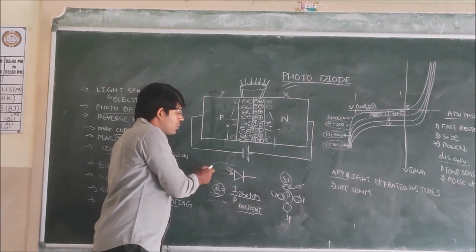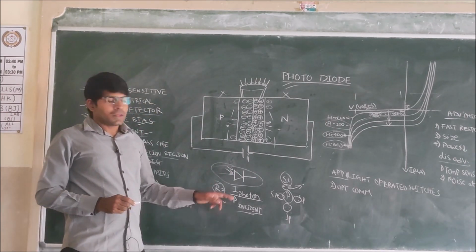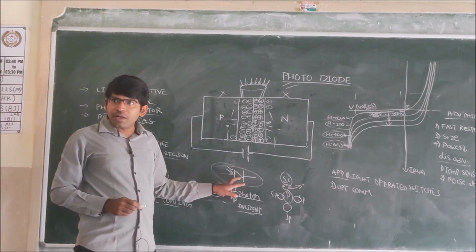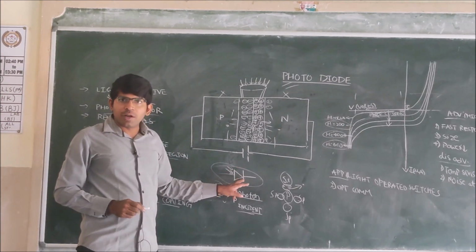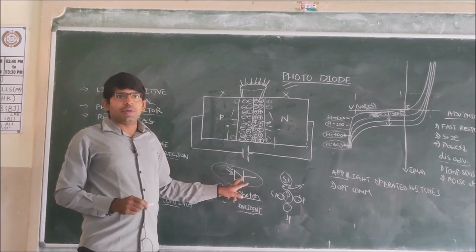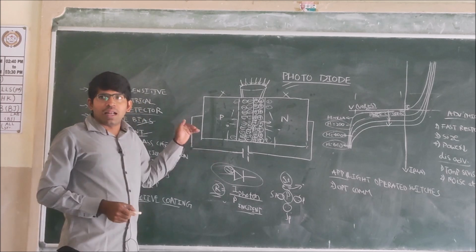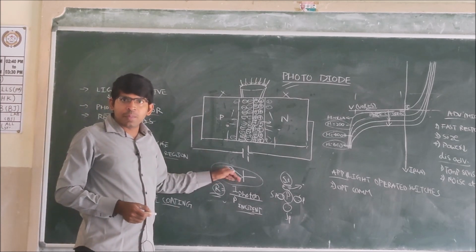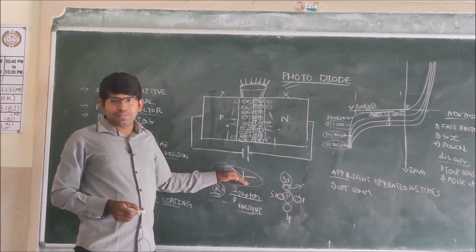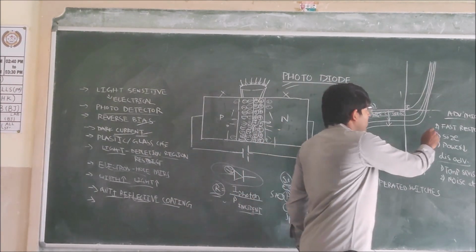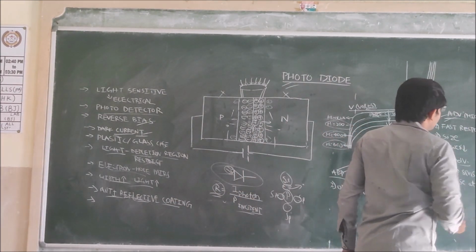This is the circuit symbol of the photodiode. The arrow represents the p-type semiconductor, the vertical bar represents the n-type semiconductor. And these arrows represent light falling on the p-type semiconductor. These are the advantages and disadvantages.